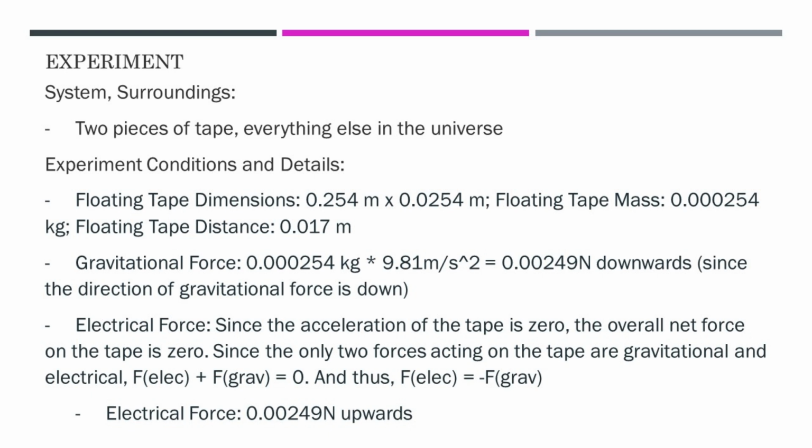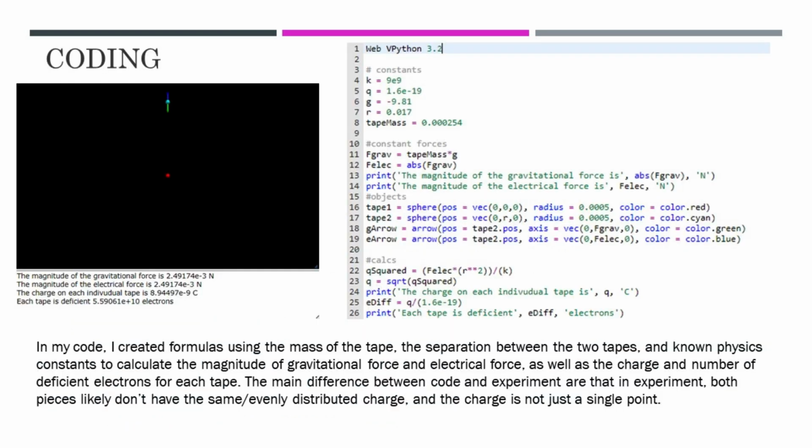of gravitational. In my code, I created formulas using the mass of the tape, the separation between the two tapes, and known physics constants to calculate the magnitude of gravitational force and electrical force, as well as the charge and number of deficient electrons for each tape. The main differences between code and experiment are that in the experiment, both pieces likely don't have the same charge or evenly distributed charge, and the charge is not just located at a single point.